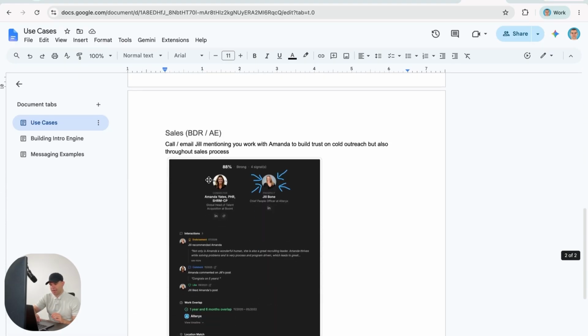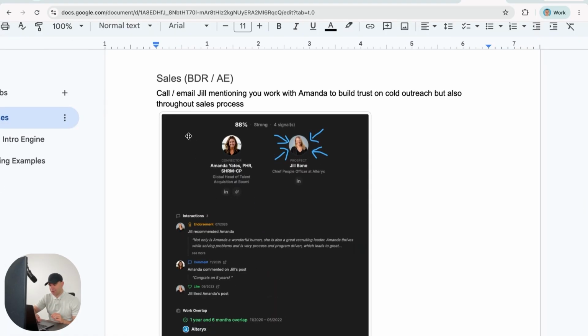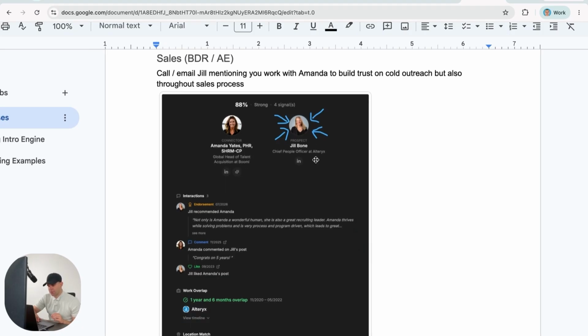And then the second use case is the sales BDR AE use case. So here's another example, the Jill example. Instead of going to the happy customer, Amanda, we can go straight to Jill and call Jill up. We can basically make it feel like we're calling a friend of a friend. Oh, hey, Jill, we work with Amanda Yates. We've helped them with this challenge that they had over at Boomi. They were kind of facing X, Y, and Z. It was having this sort of impact. I was just curious, is this something you've seen at all over at Alteryx or is it a different story?